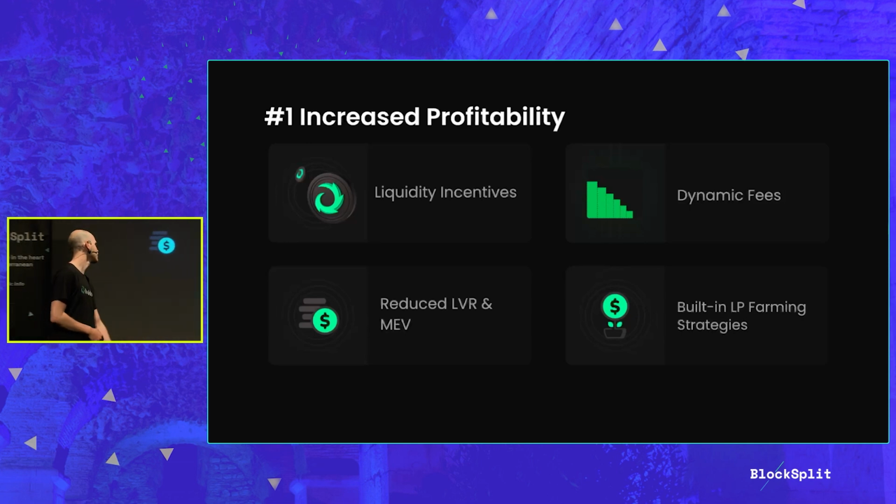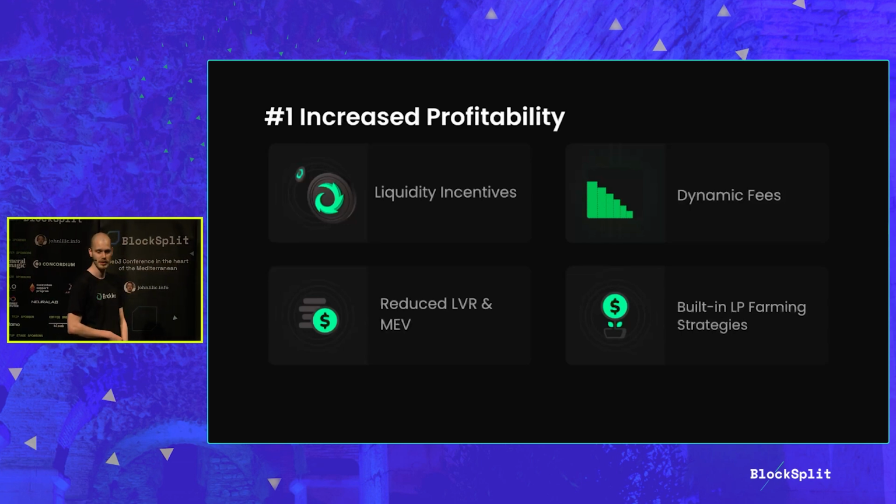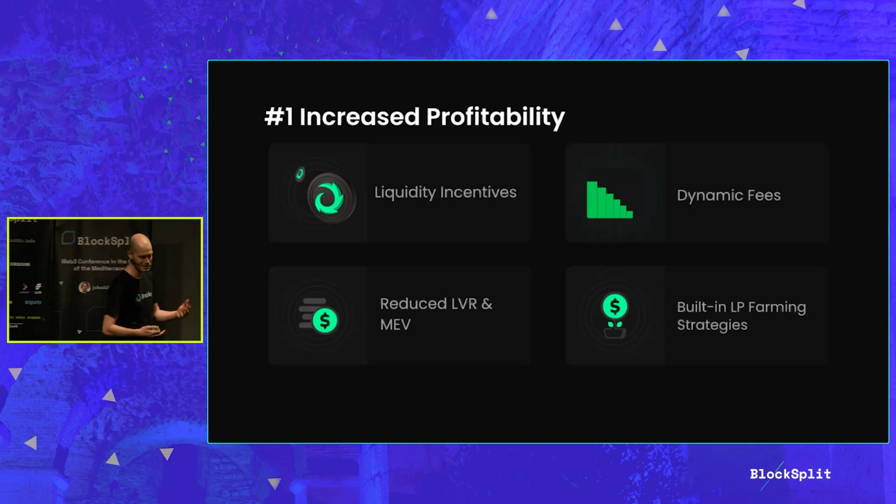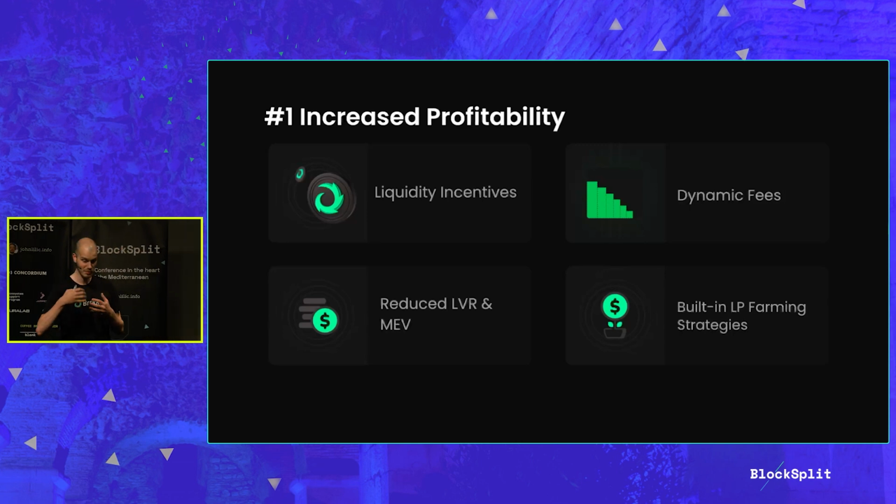One of the biggest topics this time is reduced LVR and MEV. Currently MEV is still quite heavily affecting DeFi. And with hooks, you can at least mitigate that to a certain degree, if not completely remove the MEV.